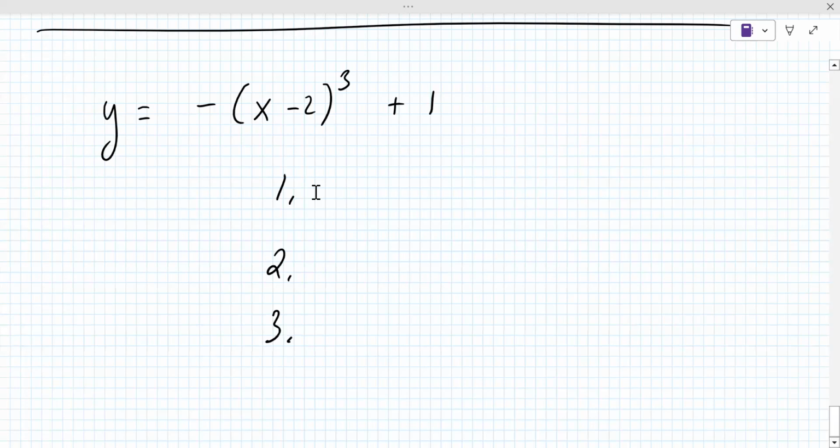I'll take them in any order at this point. And that right there is right 2. And for 1, that's up 1. And for 2 right there, it's going to be a reflection over the x-axis. Good.